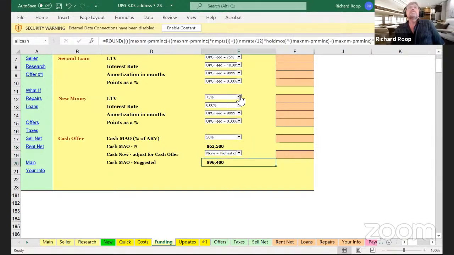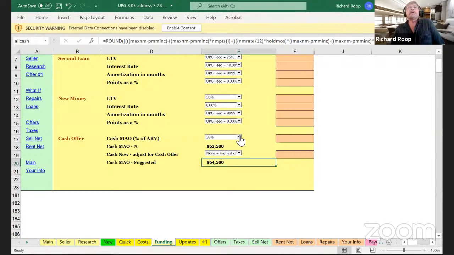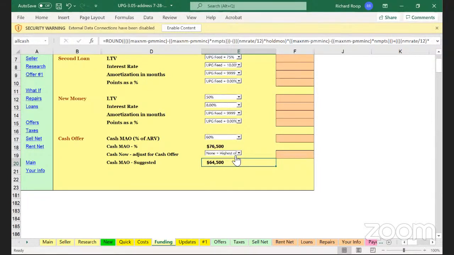Okay. This is using, I think, this formula here. Yeah, it's not accurate. 50% would be a little more than that. But that's about right in the as-is condition. I mean, honestly, it's not too far off. 50% minus repairs, right? That's about right. Yeah, cash offer will be close to there.